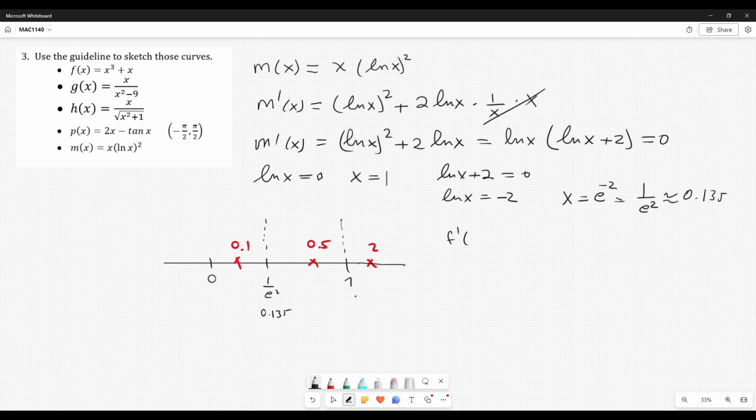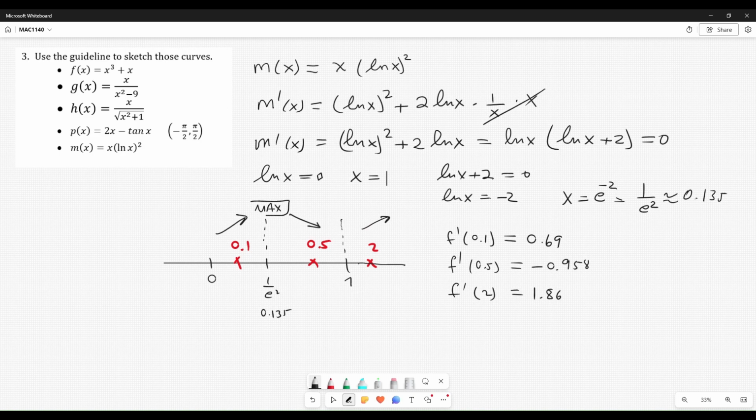Evaluate the first derivative at 0.1. The answer is 0.69. Okay, positive. That means the function is increasing in this interval. F prime evaluated at 0.5 is negative 0.958, decreasing. And F prime evaluated at 2 is 1.86, increasing. Now it's clear we have a maximum here and a minimum here, local, relative.